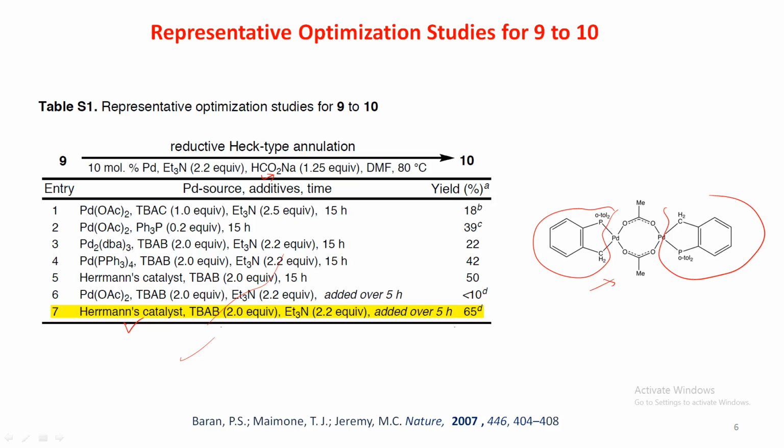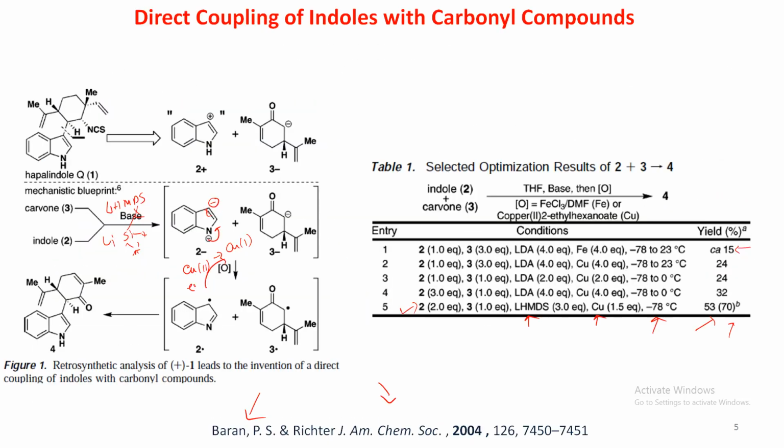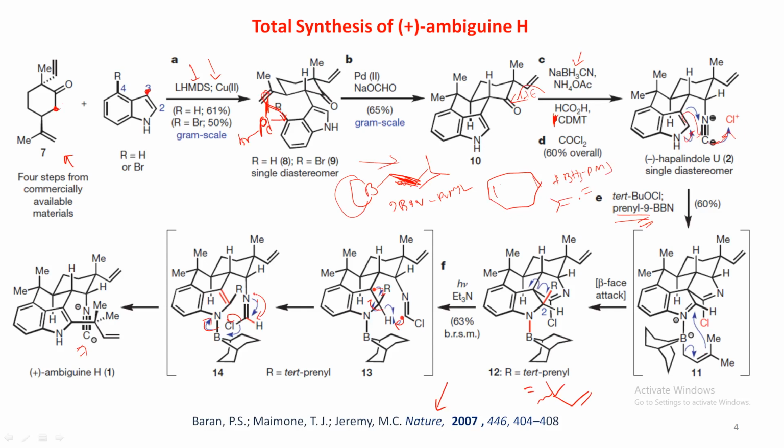And it is a Heck-type annulation reaction. The catalyst loading is 10% palladium, and the base used is triethylamine. At 80 degrees centigrade in DMF they have done the optimization and got up to 65% over that step. That's how they completed the synthesis of ambiguine H, mimicking nature.